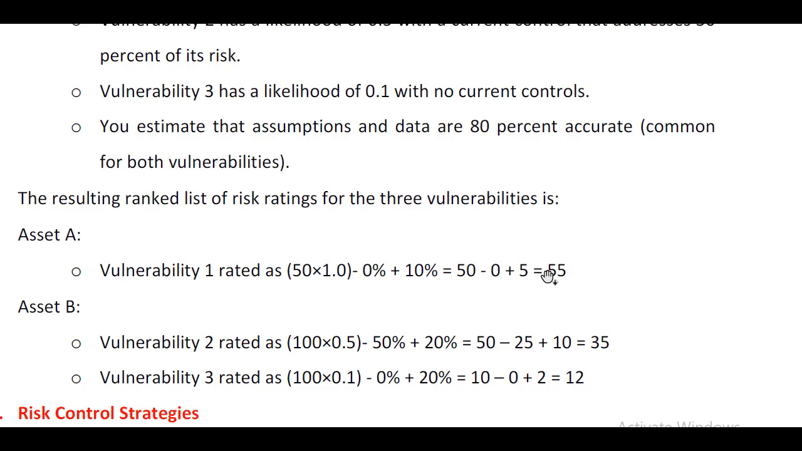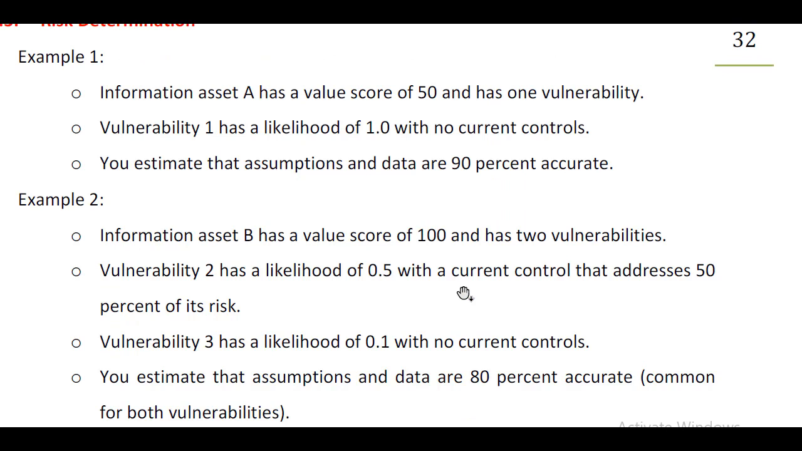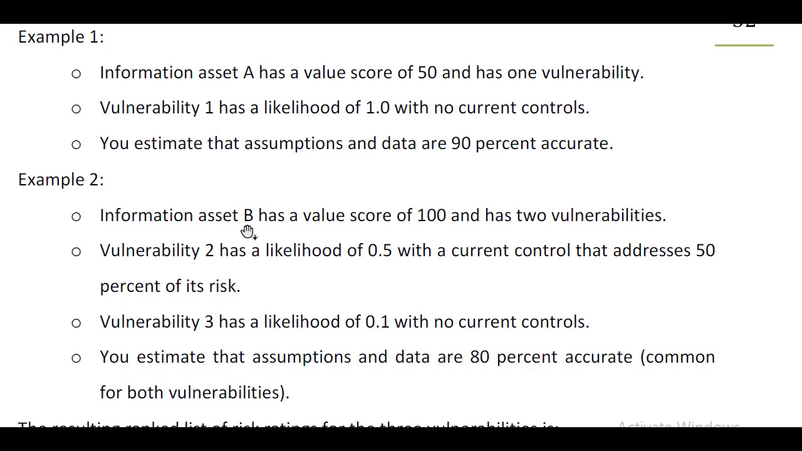Now the second example. We have an information asset B that has a value score of 100 and two vulnerabilities. The second vulnerability, since we used one here, has a likelihood of 0.5, which means that this vulnerability is not always present, it is 50%, not like the first vulnerability. And we apply a control, and this control will address 50% of the risk. We estimate that this control, this anti-spyware, this antivirus, might address 50% of the risk.